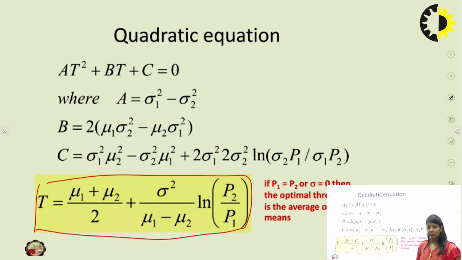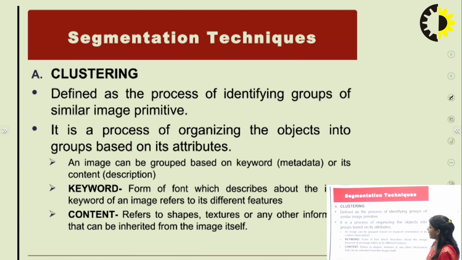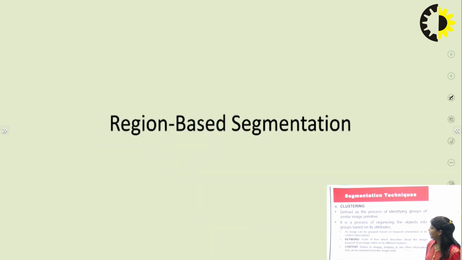So this is also called the optimal thresholding method. Next is the clustering method. Clustering means grouping based on similarity, because we are going to understand segmentation based on similarity. In similarity, we can apply clustering based on keyword or content, like the shape of the image, texture of the image, or other information. We can group the pixels into one cluster and apply one threshold value there.